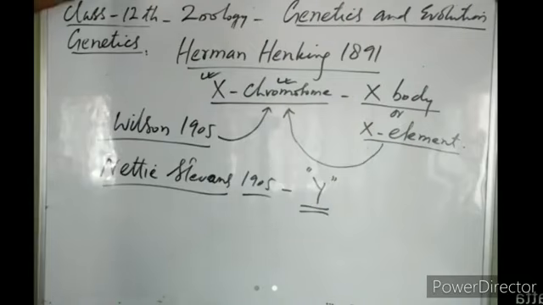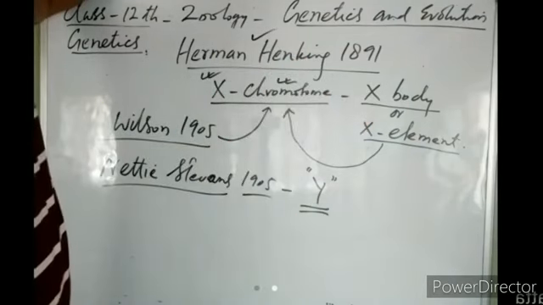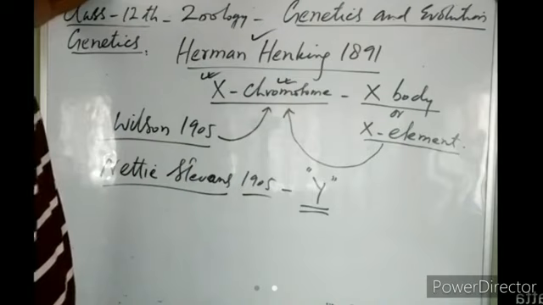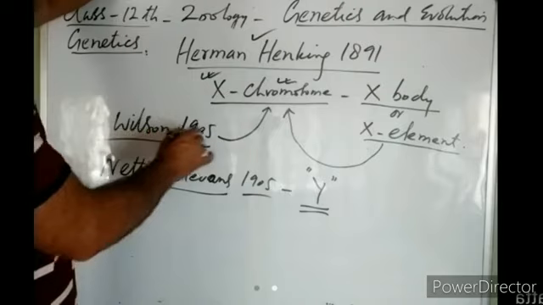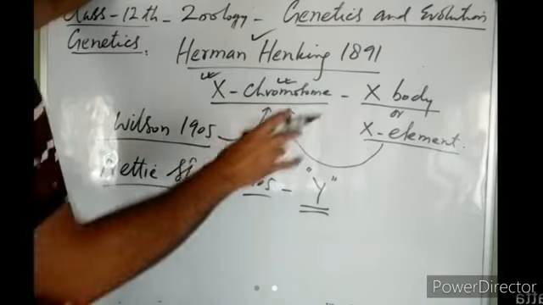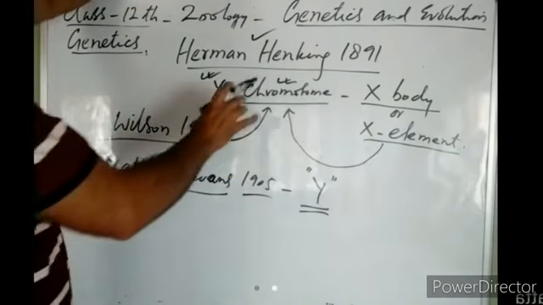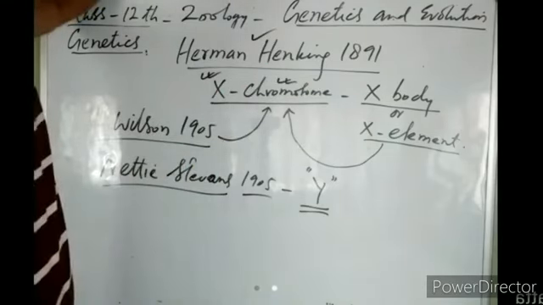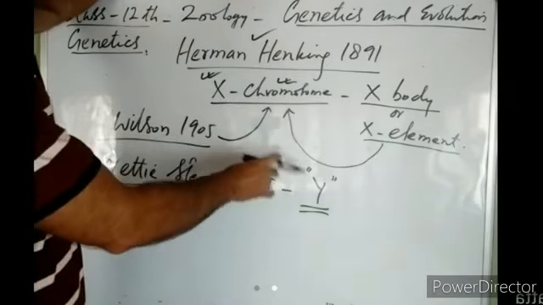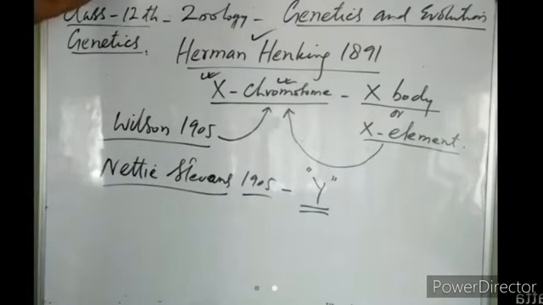The sex chromosome was first observed by Hermann Henking. He did not recognize it as a chromosome. He only recognized it as a darkly staining body. He called it the X body or X element. Then it was Wilson in 1905 who recognized that this X body or X element is in fact a chromosome, and he named it the X chromosome. Then it was Nettie Stevens who found its counterpart in males, and she named this counterpart the Y chromosome. So that is about the discovery of the X and Y chromosomes.